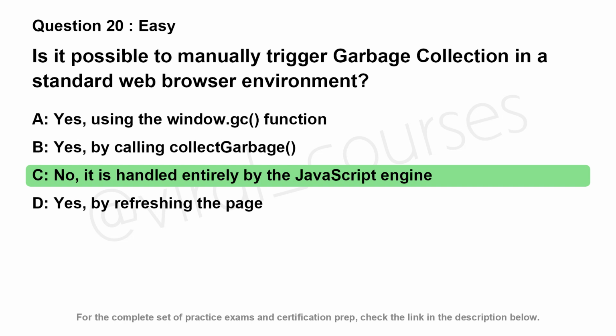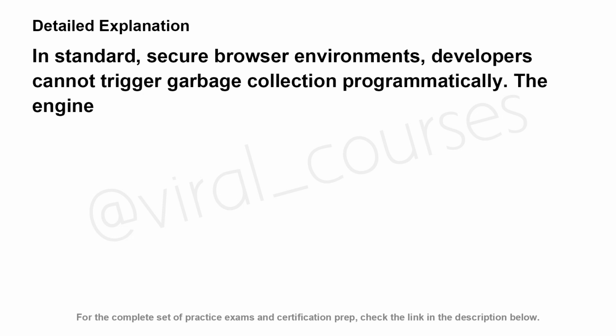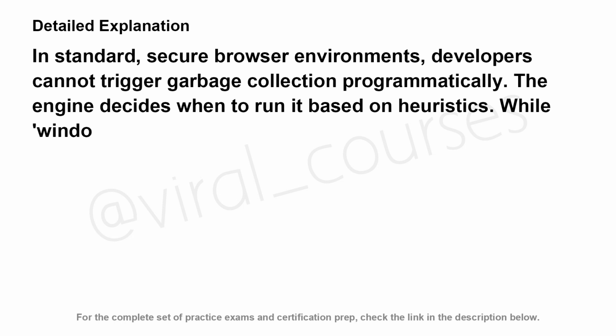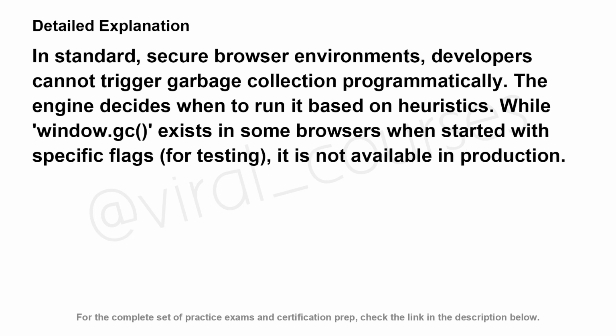The correct answer is C. In standard, secure browser environments, developers cannot trigger garbage collection programmatically. The engine decides when to run it based on heuristics. While window.gc exists in some browsers when started with specific flags for testing, it is not available in production.